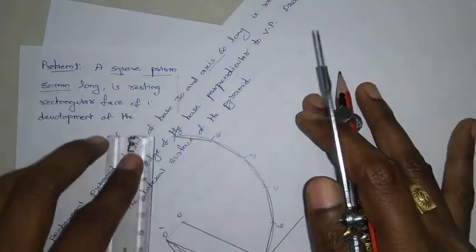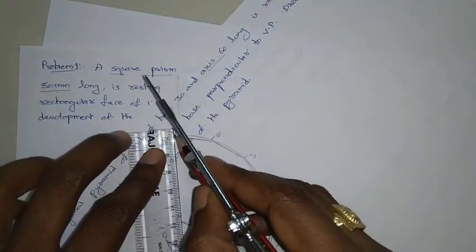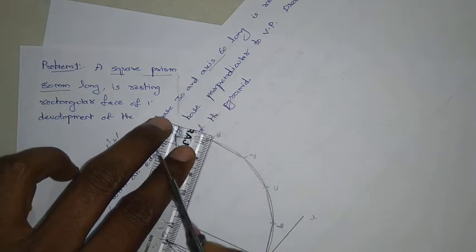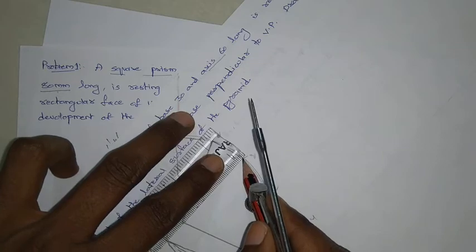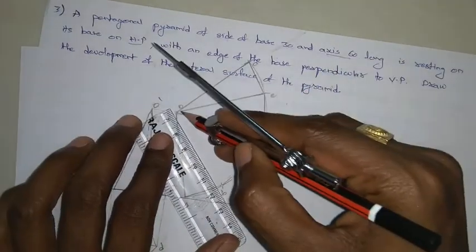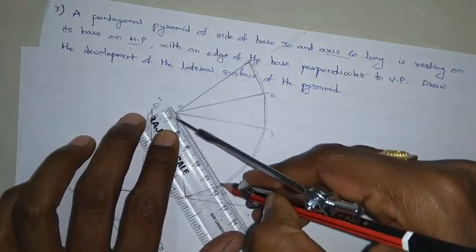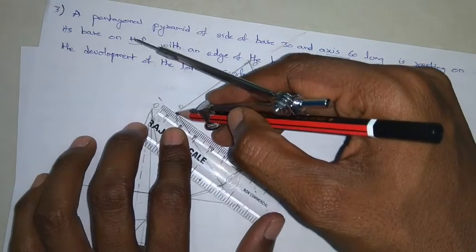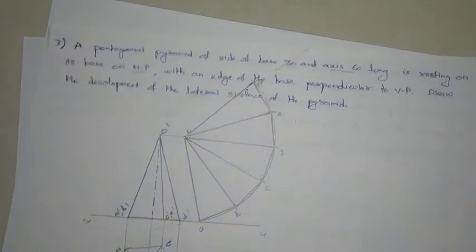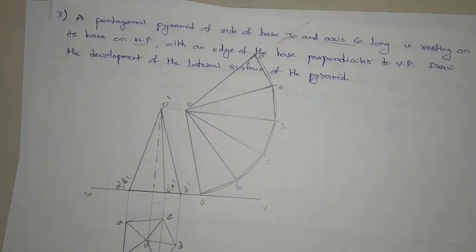And you can join straight lines. So these are all the triangular shapes which we get in the development of this pentagonal pyramid. So this is the solution.